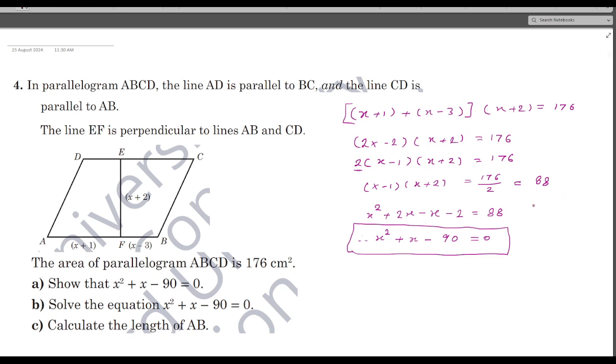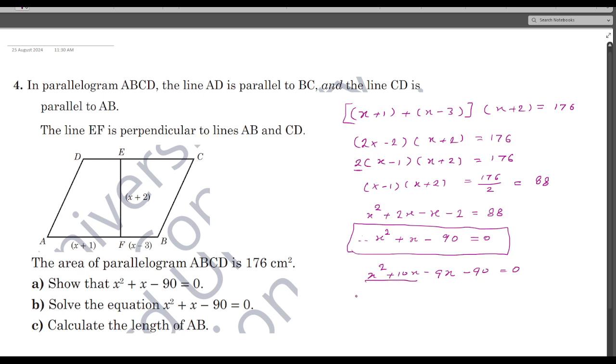So we can solve this using factorization. X square, this minus 90 I will split as plus 10x minus 9x. Product of 10 and minus 9 is minus 90, and addition is plus 1. So minus 90 is 0. Now from here we will take x common, so it is x plus 10. From here we will take minus 9 common, so again it is x plus 10 is equal to 0.